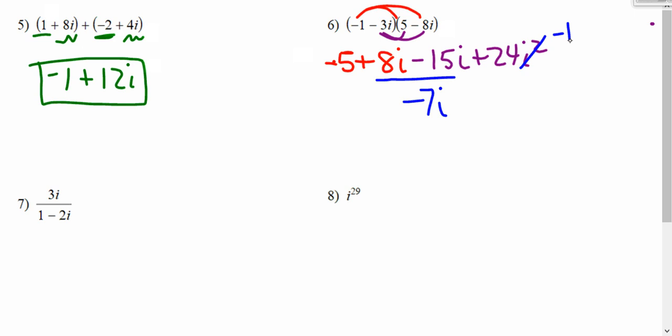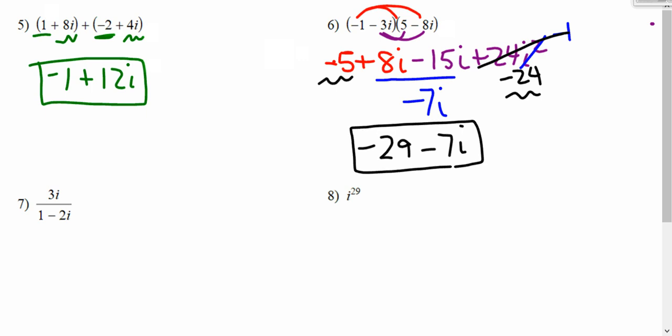Okay, so 24 times negative 1 is negative 24. Now, if you put your like terms together, you've got negative 5 and negative 24. That makes negative 29 minus the 7i from before.